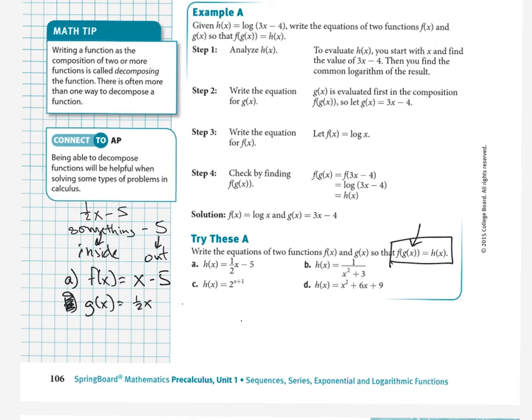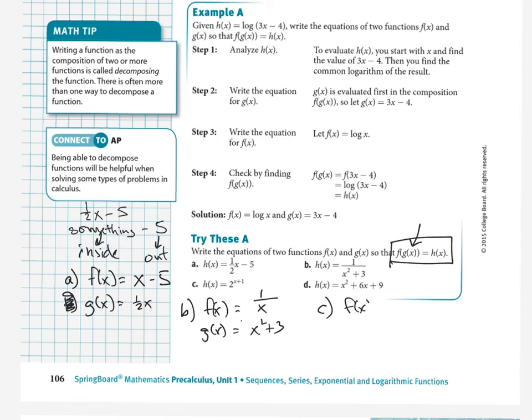So let's try this again. For part B, f of x, g of x. It doesn't matter what order you want. You want to start with the something, start there. So I have 1 over something. 1 over something. And then my something is going to be x squared plus 3. Not too bad.